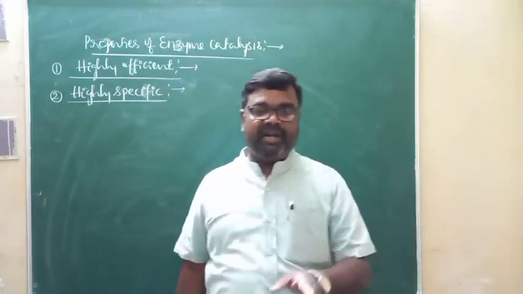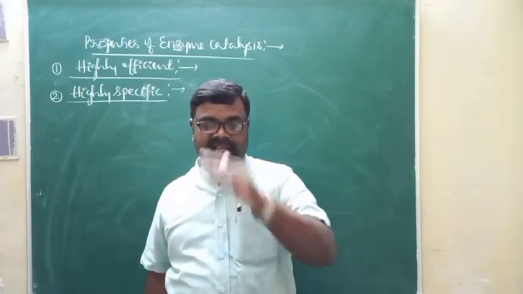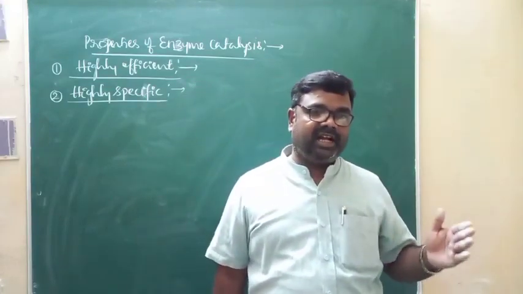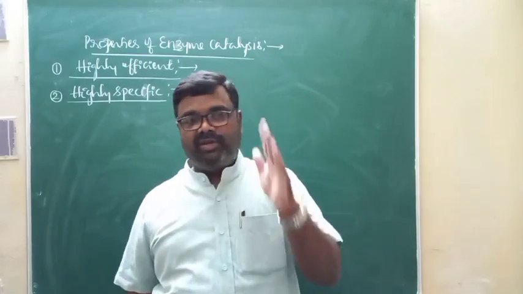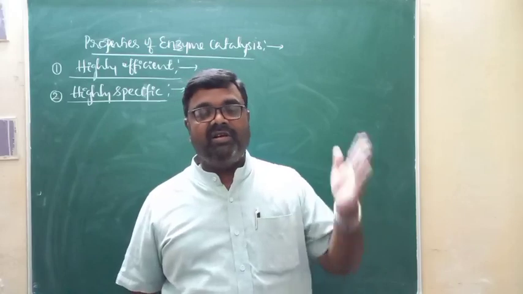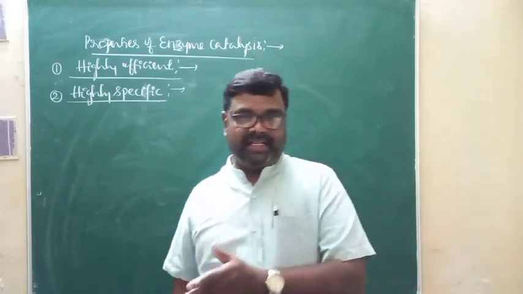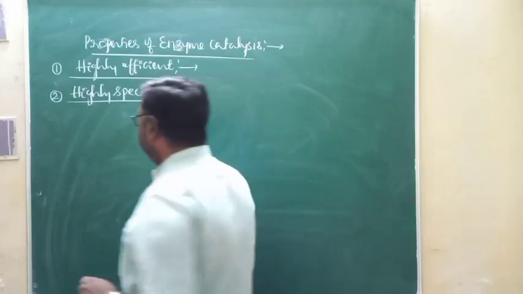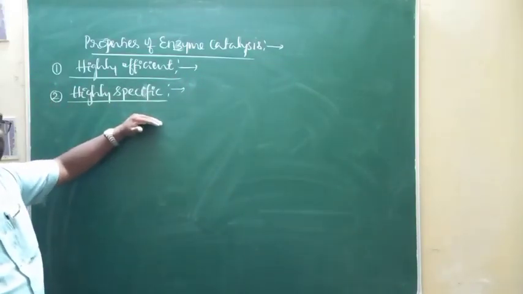That urease can bring about hydrolysis of only urea into ammonia. That same urease cannot be used as a catalyst to bring about hydrolysis of other amides. Urea is an amide. Like that, the same urease cannot be used to bring about catalysis of other amides. So this is what we call the nature of enzymes. Enzymes are highly specific in their action.